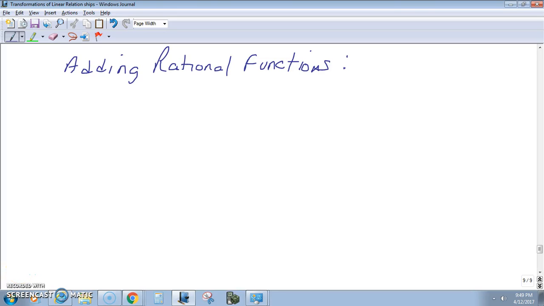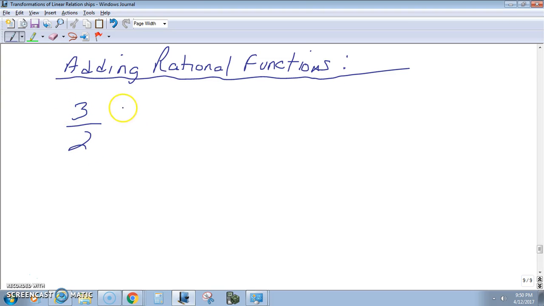All right, you guys, I hope by now you really know that rational functions are just fractions, but there's a polynomial on the numerator and the denominator. Okay? So again, when we talk about adding rational functions, I want to take you back to the basics. What if I wanted to add 3 over 2 plus 7 over 12? When you are adding fractions, you must have a common denominator.